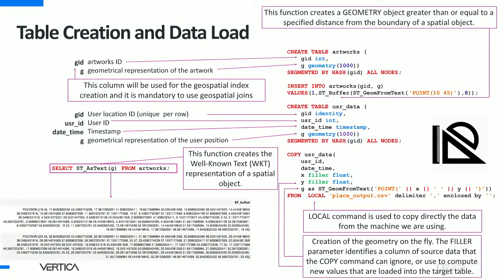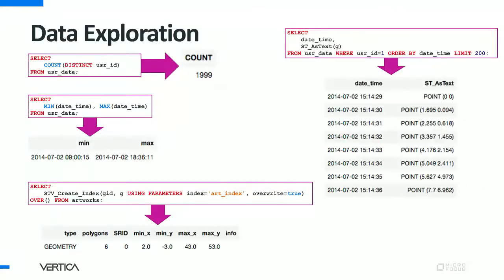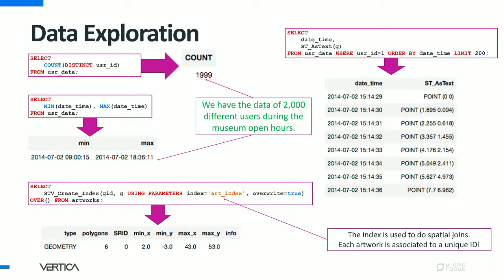So when we look at the data, we can see 2,000 different customers during the museum open hours. We will create an index for each artwork. This one will be used to do the famous spatial joins. The spatial joins will return each intersection between the indexed spatial object and each customer location. 2 columns are returned. It will help us to count how many times a specific artwork was visited, for example. So let's look at this query.